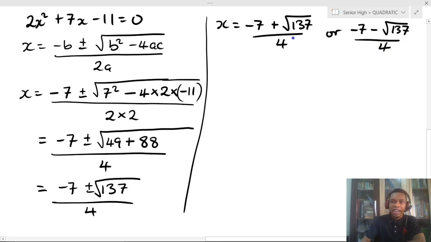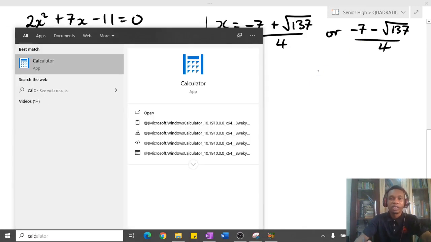Now notice something. I did not find the square root of 137 because I know that 137 is not a perfect square, so it's going to be hard to find the square root of such a value. But there's one thing I can do. If the options I'm given require me to end in a decimal value, then let me look at this one. Okay, they said correct to 2 decimal places, so that means they expect that I'm going to have a scenario like this. So I have to solve it using my calculator now. So let me bring in my calculator.